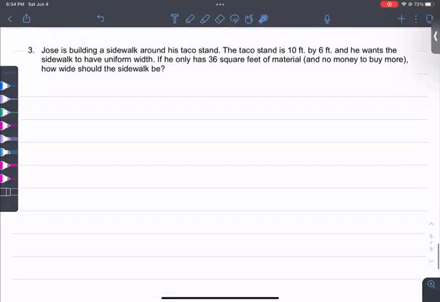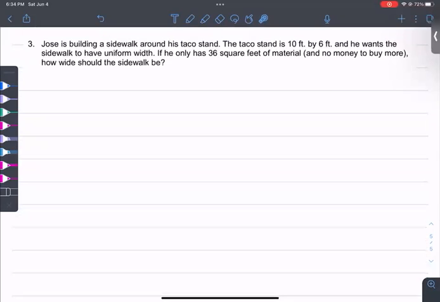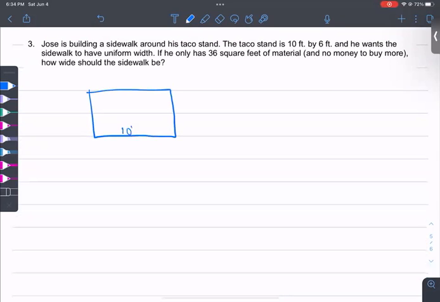Okay, and our last word problem here. Jose is building a sidewalk around his taco stand. The taco stand is 10 feet by 6 feet, and he wants the sidewalk to have a uniform width. If he only has 36 square feet of material and no money to buy more, how wide should the sidewalk be? So to try to put a visualization with this description, we have this taco stand that is 10 feet wide and 6 feet in depth.